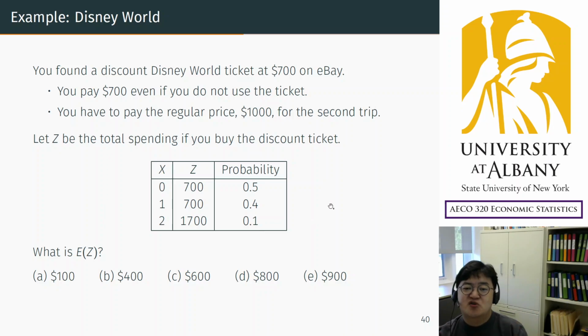Now you try this. Calculate the expected spending when I take this deal on eBay. This could be a little bit more tricky, or it's up to you. So try this and find your answer.